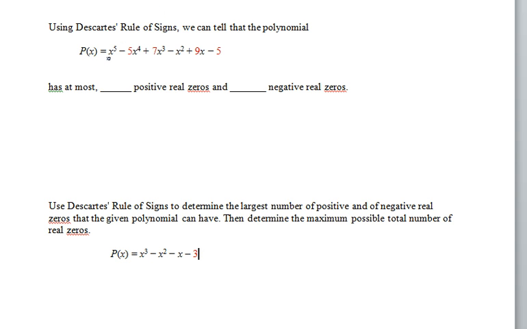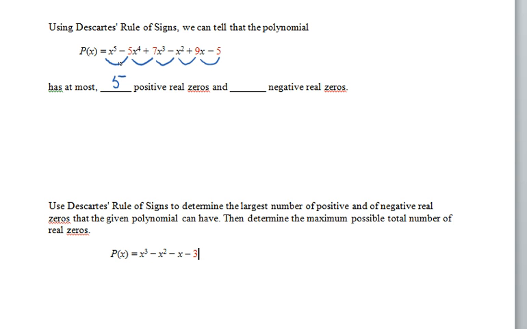So we notice that between the first and the second terms, the sign changes from a positive 1 to a negative 5. Then from a negative 5 to a positive 7, to a negative 1, negative 1 to a positive 9, and positive 9 to a negative 5. It changes 5 times, and therefore there are at most 5 positive real zeros.